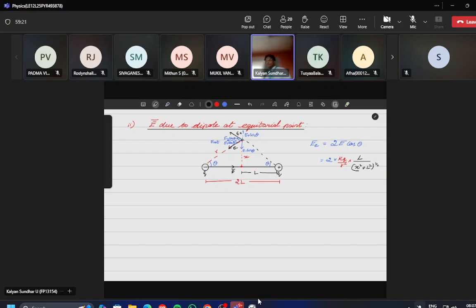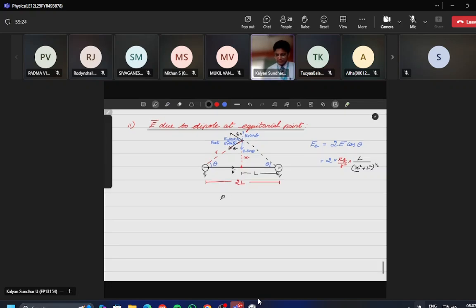Right? Now how shall I write this? Dipole moment P will be equal to Q into 2L. So here 2Q into L will become the P value. So your electric field at the equatorial point will be K P divided by x square plus L square whole power 3 by 2.